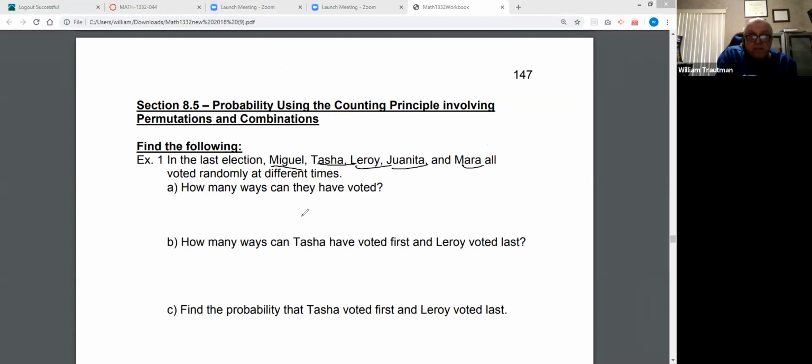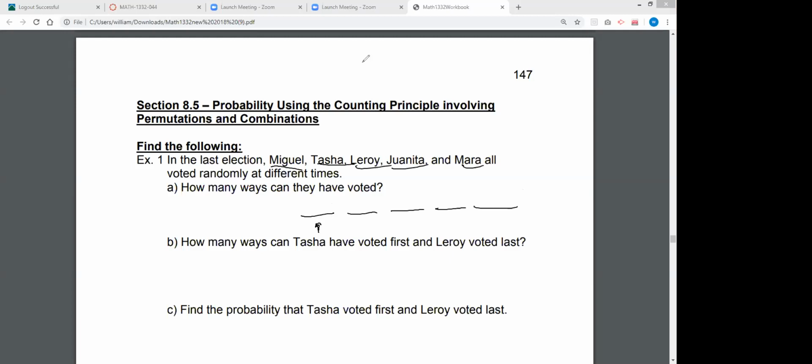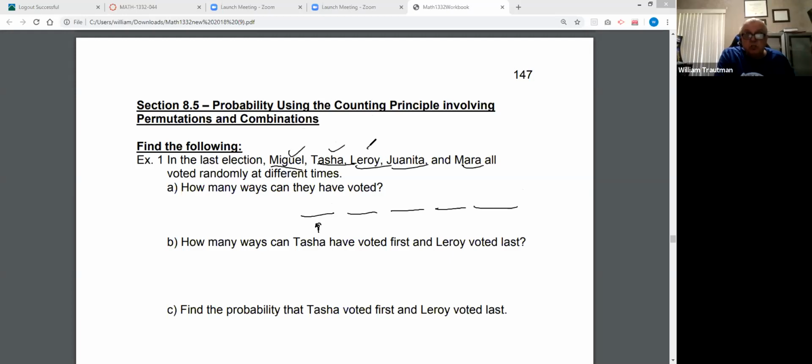So we have 5 people, 1, 2, 3, 4, 5. A lot of times if a certain amount of people vote and it's reasonable, I'll put them down there. There's 5 times. We want to know how many people could have voted first, second, third, or fourth. So in the first spot, how many people could vote first? Out of all the people here, how many of them could vote first? 5. There's 5 people. Any one of these could have voted first.